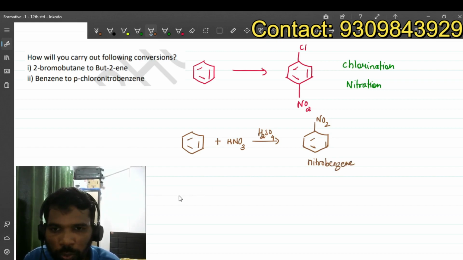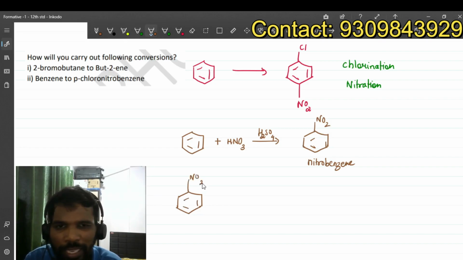Now you take this nitrobenzene and do chlorination. Means what we are doing? We are doing electrophilic substitution. The first one is also electrophilic substitution. Now we are doing chlorination. First was nitration, we have done. This is not the correct method. I'm just showing what will happen if you do nitration first. We are not going to get the same product.